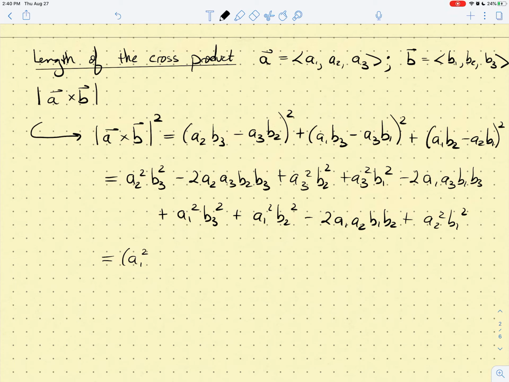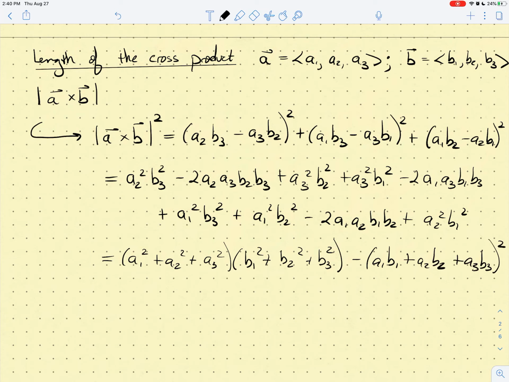So you're just doing algebra. You're factoring, you get A1 squared plus A2 squared plus A3 squared times B1 squared plus B2 squared plus B3 squared minus A1B1 plus A2B2 plus A3B3, all squared. And this is one of those moments when, if you were working this out by yourself, just doodling and playing and trying to figure out if you could clean this up, hopefully you realize something significant is happening here. This is just too nice to not mean something.